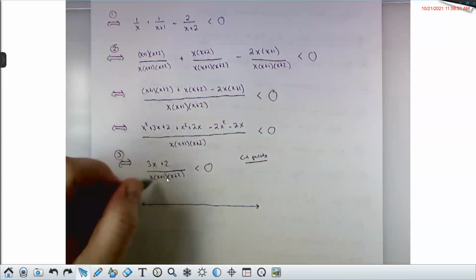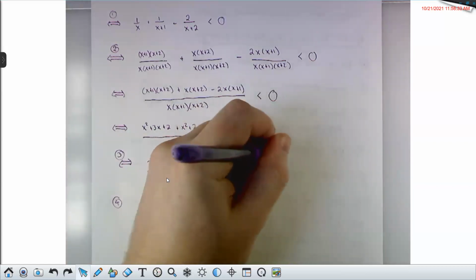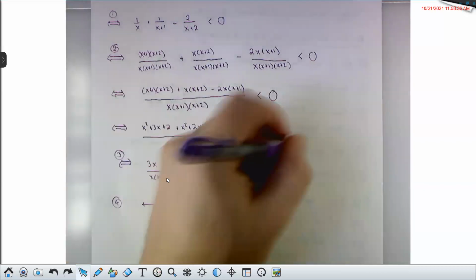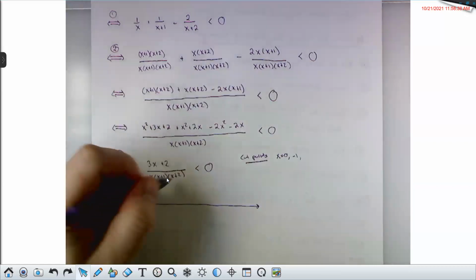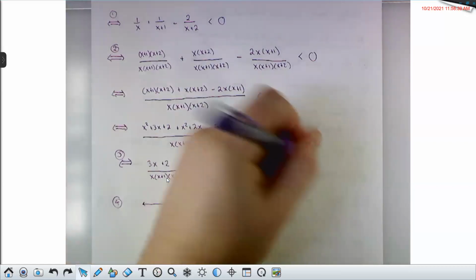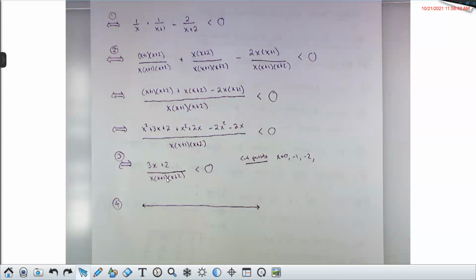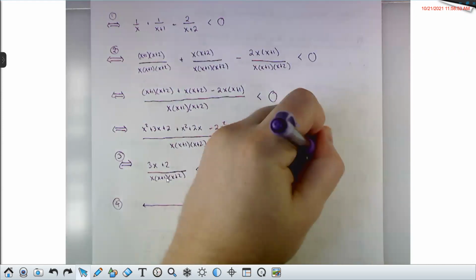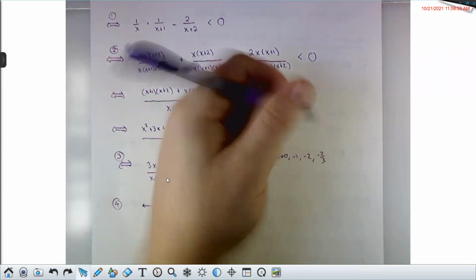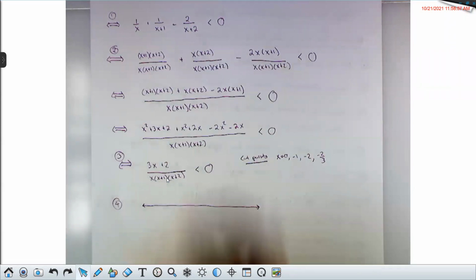Well, 0 from this guy, -1 from this guy, -2 from this guy. And what about from the top? Where is that top 0? -2/3. Yeah, if you set 3x plus 2 equal to 0, you get x equals -2/3. And they're all multiplicity 1 again.